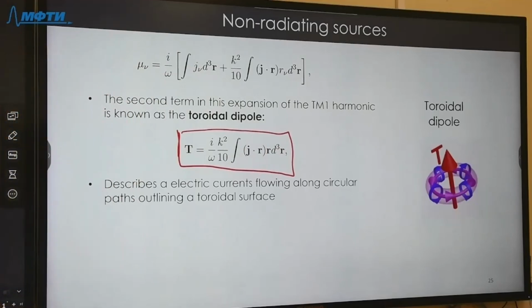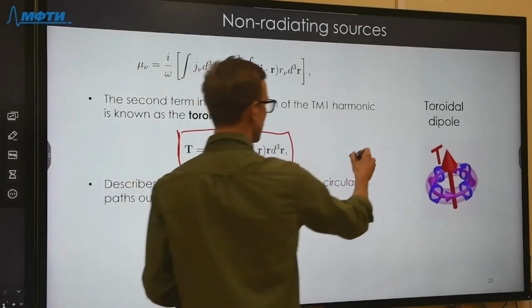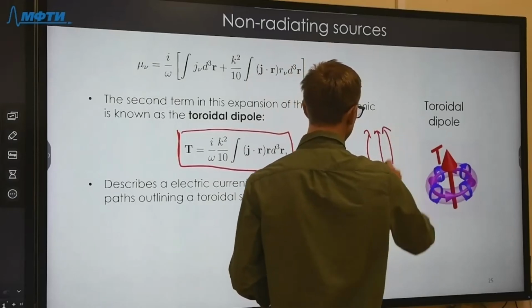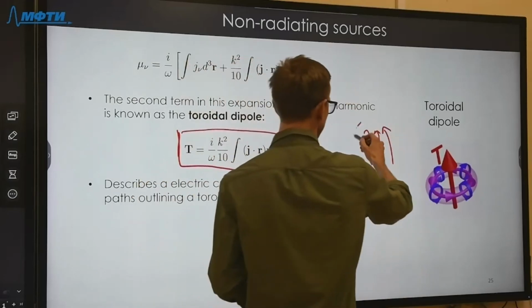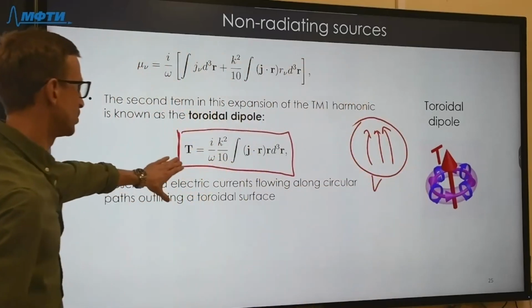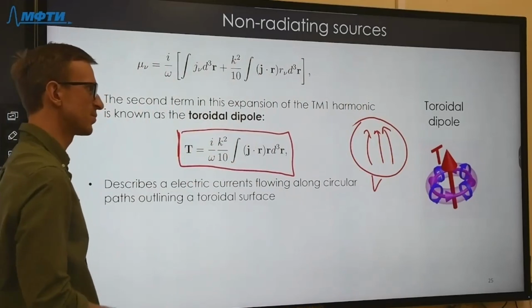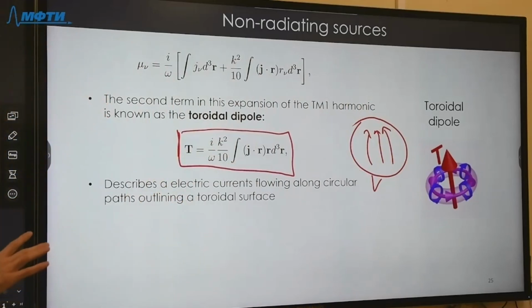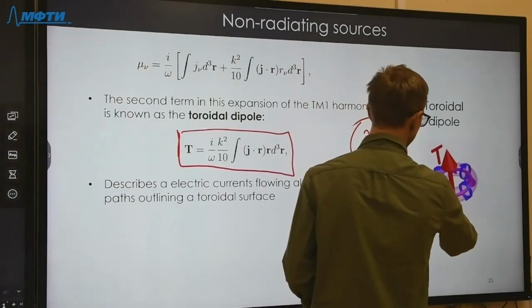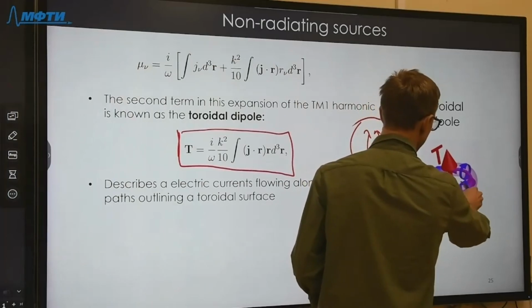So if the electric dipole originates from current flowing along straight lines inside our region V, the toroidal dipole, which is described by this integral, originates from completely different geometrical features of the current. The toroidal dipole describes electric currents flowing around a toroidal surface.